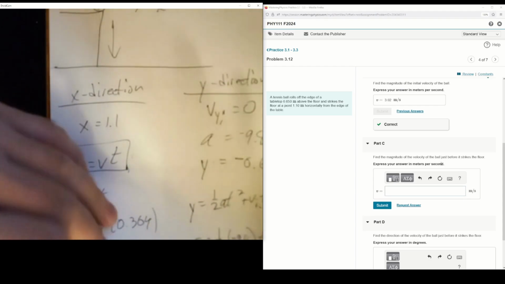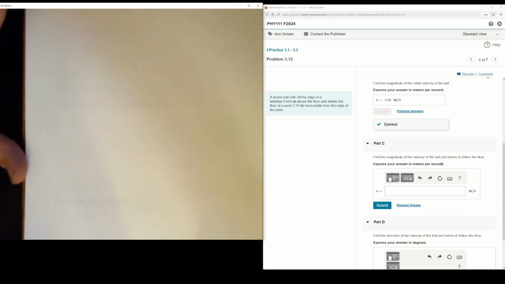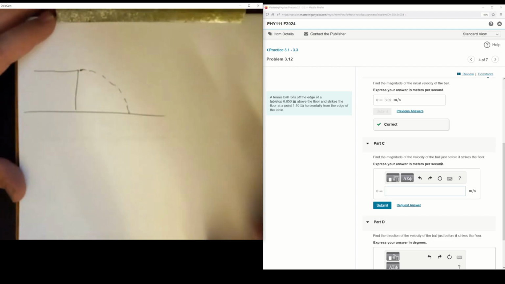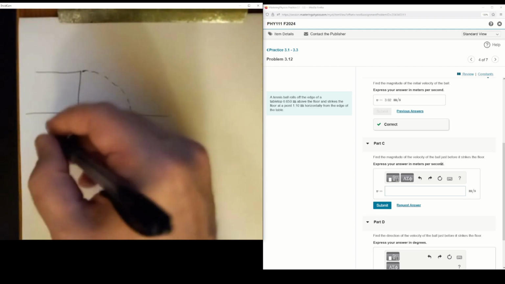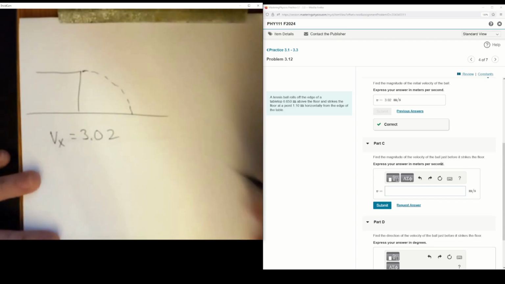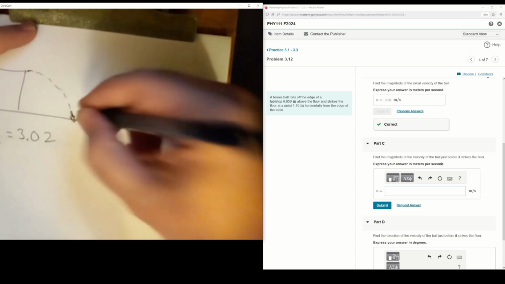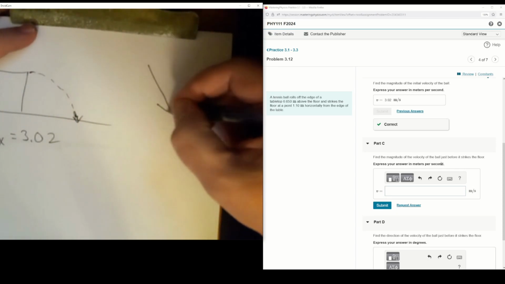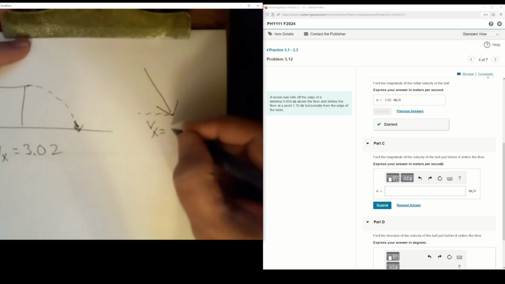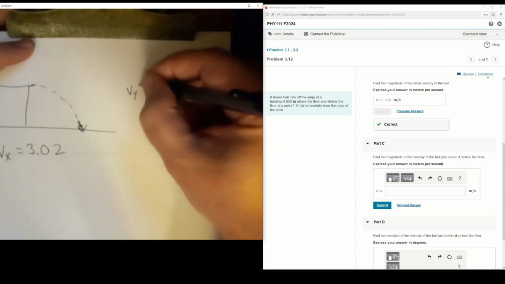It says, find the magnitude of the velocity of the ball just before it strikes the floor. So this one will take a little bit more effort. And I'm just going to draw another picture again here. So our ball comes down. Now we know the x component from our previous work. We just solved for it. That x component is 3.02. So let me just blow this up here. Here is the velocity arrow as it goes into the ground. The velocity arrow as it goes into the ground looks like that. And here is the x component, which we know is 3.02. What we need to figure out is what is this y component.